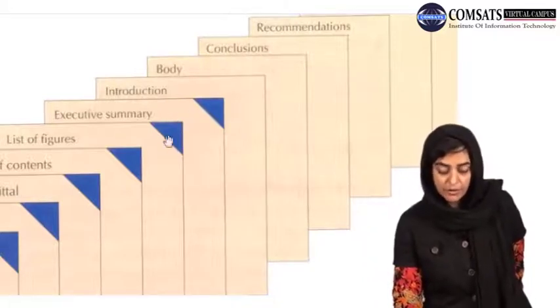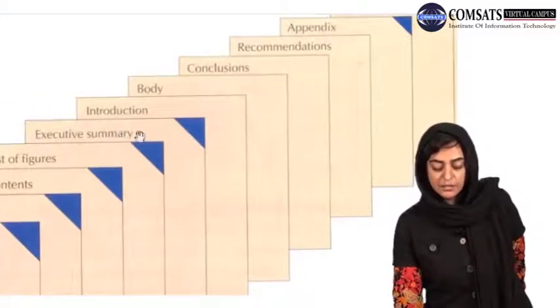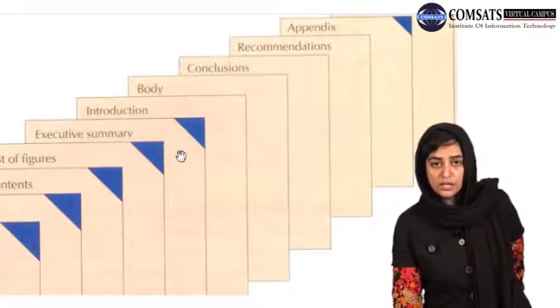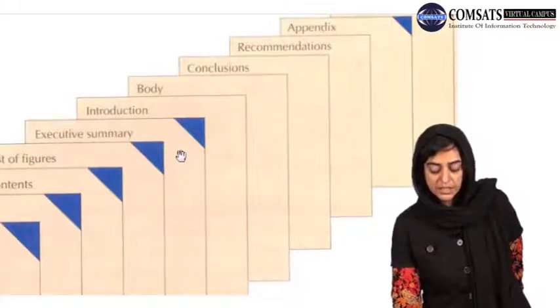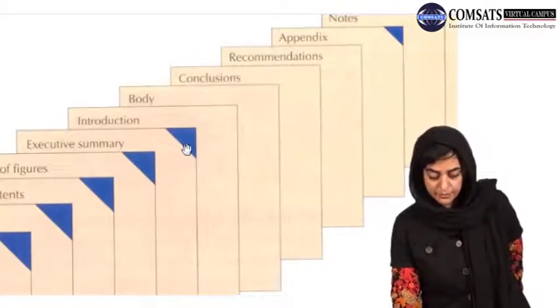Normally it is added in the formal report, whereas the next portion, executive summary, blue plus yellow color. Now this is optional for the informal report and normally is present in the formal report.